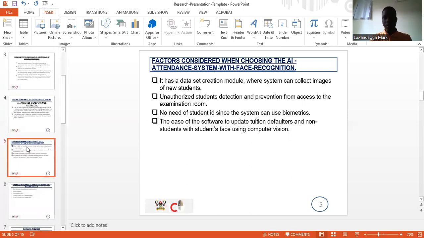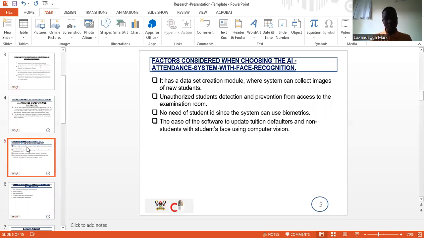Also, the factors considered when choosing the AI attendance system with the best recognition were that it has a dataset creation module where the system can collect images of new students. Not every time are we going to have the same students at the university. New students will be registered in the coming intake, so this is going to help the data to be flexible.